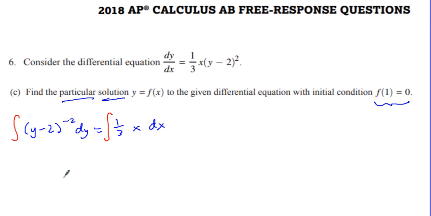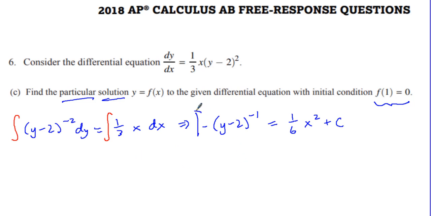So what's the integral of y minus 2 to the negative 2 power? Well, we're going to use the reverse power rule. We're going to get y minus 2 to the negative 1, and negative, okay, we're dividing by negative 1. We're dividing by this power that I have right there. And I have 1/6 x squared plus c. Think of the reverse power rule. That 1 goes up to a 2, then we divide by 2, which gives us 1/6 there.